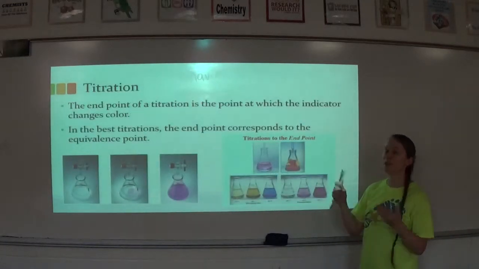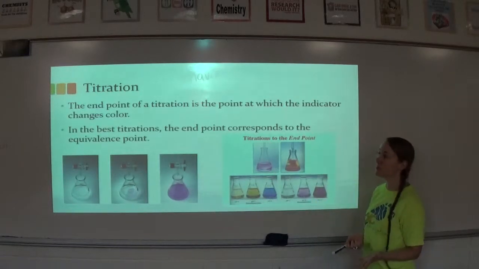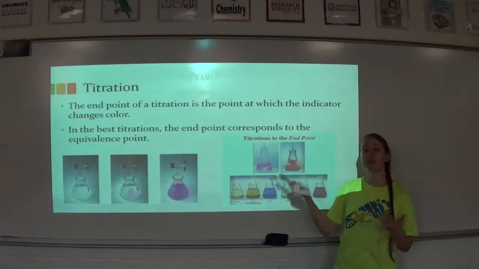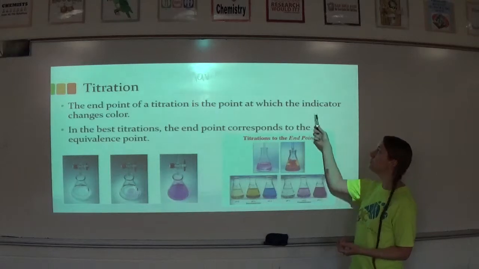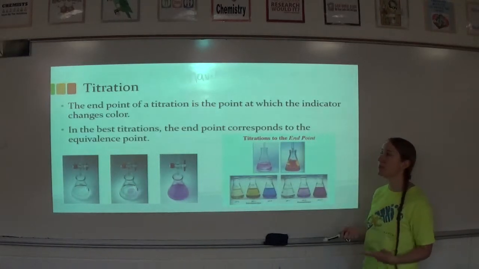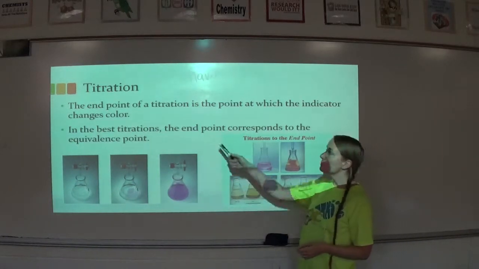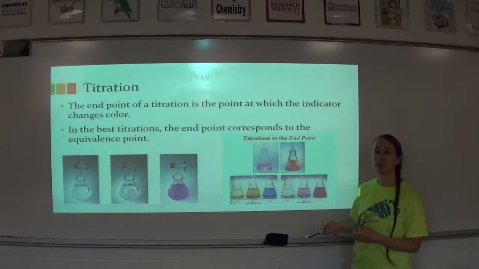All right, so we've already talked about the equivalence point of a titration. It's when your moles of H plus equal your moles of OH minus. Well, there's also something called the end point in a titration, and that is the point at which your indicator changes color. And if you're trying to do neutralization, of course, you want your indicator to change color at the pH you want. So it's best when the end point corresponds to the equivalence point.